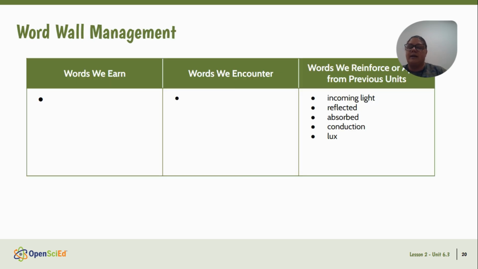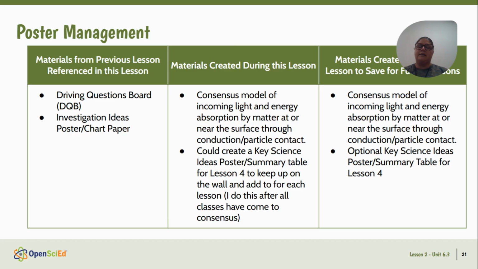Our word wall management: there are just a few words from unit 6.1 and 6.2. You can see those over here: incoming light, absorbed, conduction, lux. These are all words that they know from previous units, but we're just bringing them back to the surface. Poster management: again, a consensus model we're creating of the incoming light and the energy absorption by matter near the surface through conduction and particle contact. That's that model that they were using on their exit ticket, and then we came to consensus on at the end. We can probably do that up on a chart paper poster to keep that visible so that we have that idea in the back of our mind moving forward.